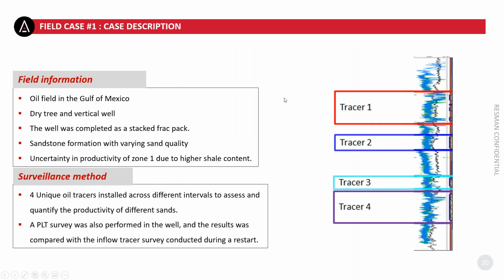Yeah. So this is an oil well located in the Gulf of Mexico. This is completed as a stack rack pack. In this case, the tracers are loaded into sand screens, and the zones are completed with gravel pack and annular isolation. This well in particular has varying sand quality and has higher shale content, especially in the upper part of the well. So for this case, they wanted to install four different tracers in each of the zones to compare the results with a previous PLT survey that was implemented in the well.